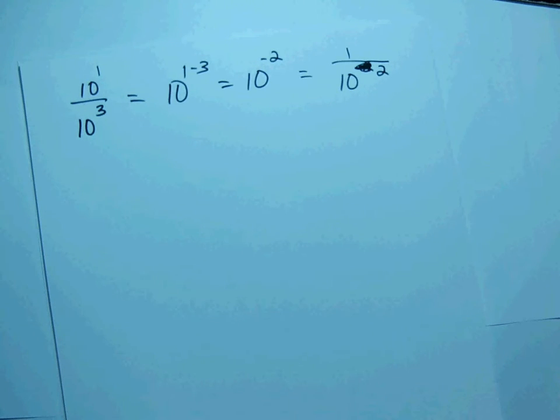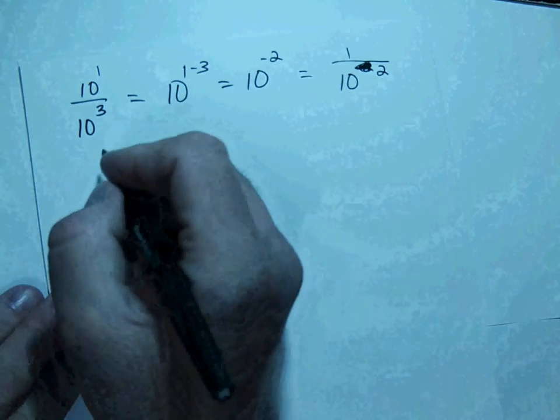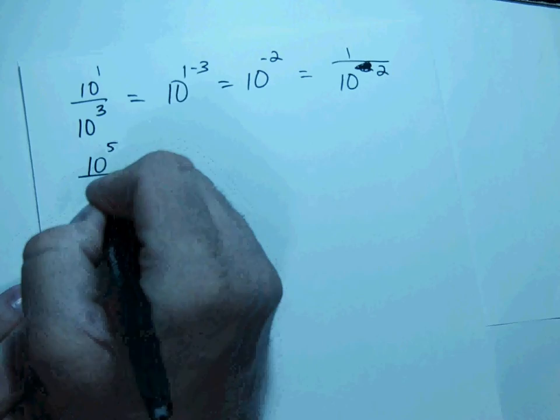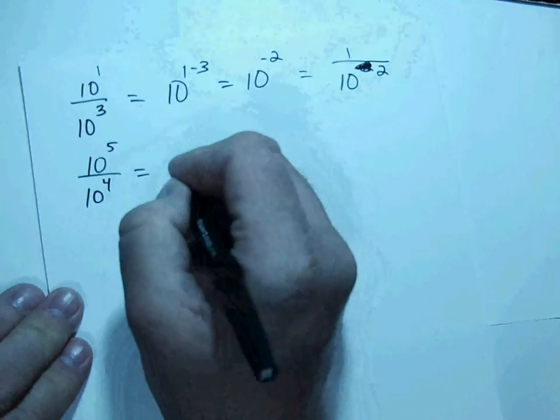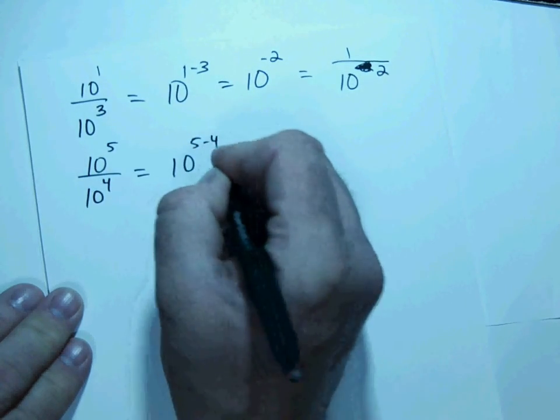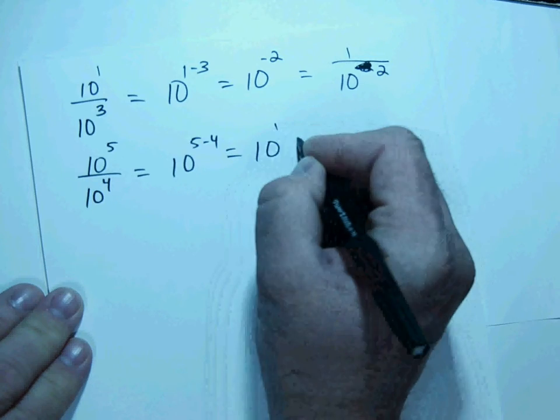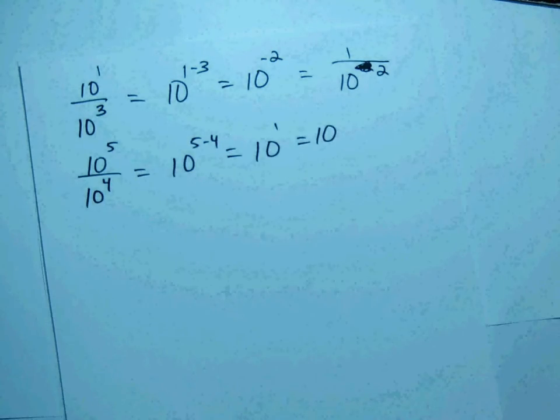All right, what about part E? 10 to the 5th divided by 10 to the 4th. Again, I'm going to subtract the 5 minus 4. Gives me 10 to the 1, or just 10.